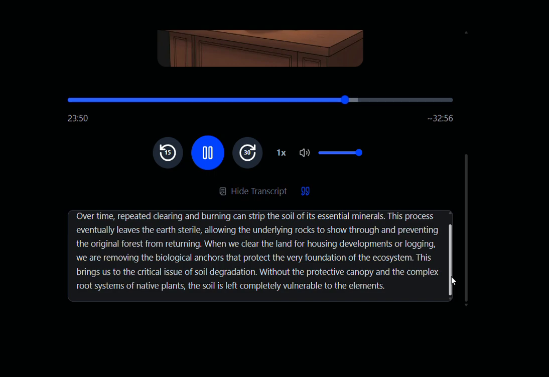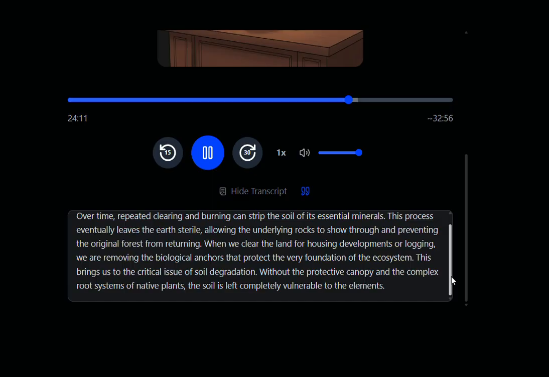This process eventually leaves the earth sterile, allowing the underlying rocks to show through and preventing the original forest from returning. When we clear the land for housing developments or logging, we are removing the biological anchors that protect the very foundation of the ecosystem. This brings us to the critical issue of soil degradation.